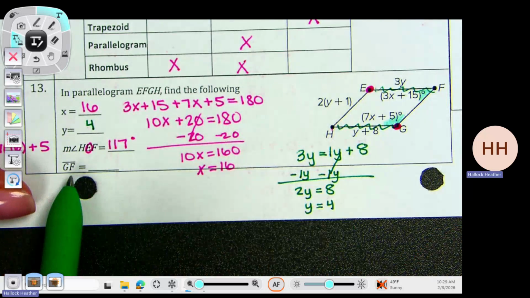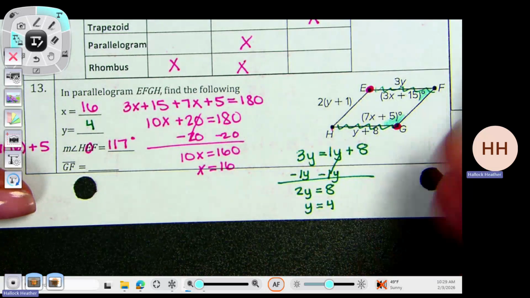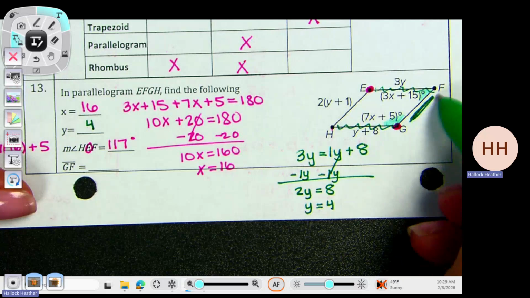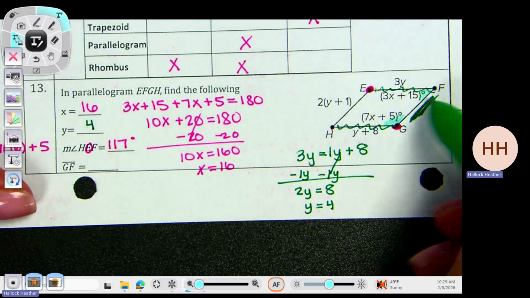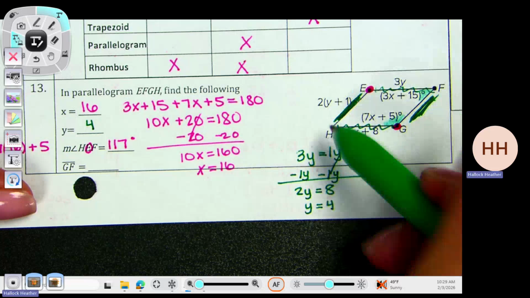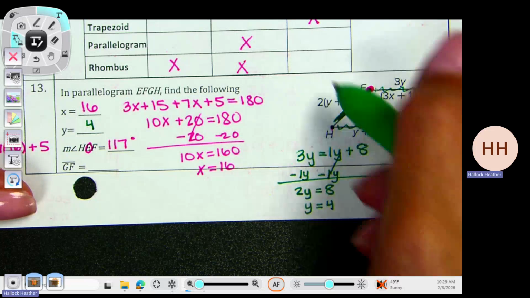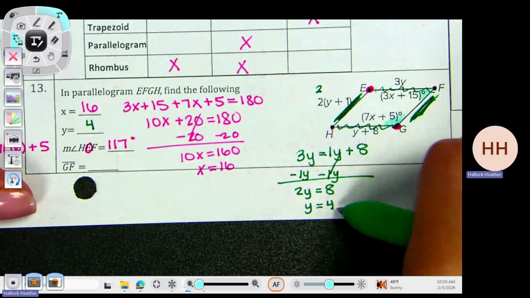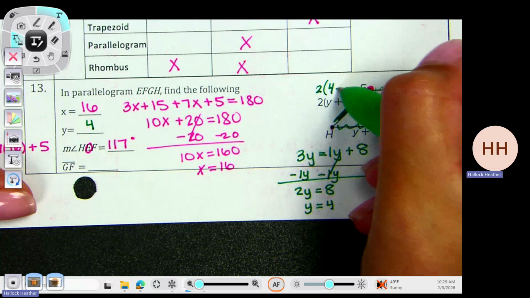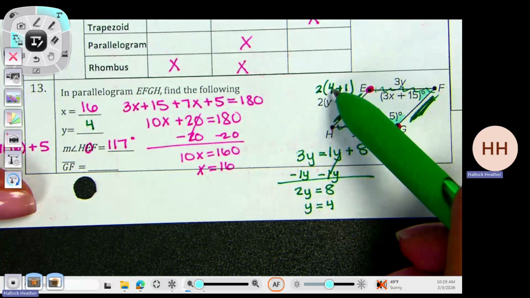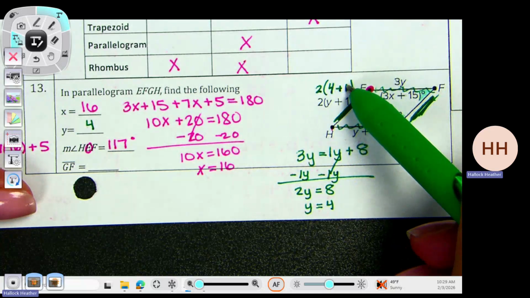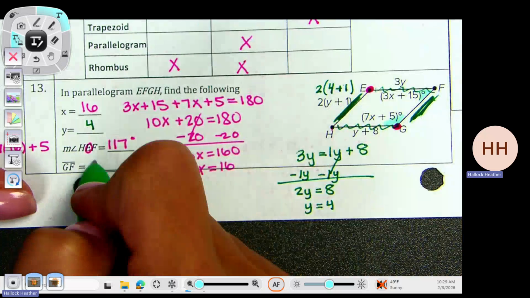And then I have to plug it into GF. GF is this side. So I'm not going to plug it into the top or the bottom. I'm actually going to plug it into this side. So we're going to plug it in here. So we have 2, but I have 4 for y. So 4 plus 1. So 4 plus 1 is 5. 2 times 5 is 10.